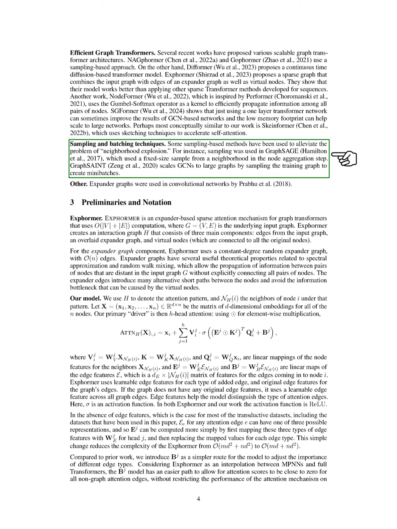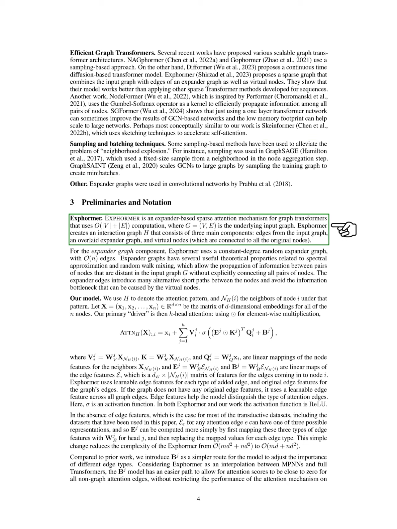We also address sampling and batching techniques that help manage the neighborhood explosion problem. For example, GraphSage samples a fixed-size neighborhood during node aggregation, and GraphSaint scales GCNs by sampling the training graph to create mini batches.